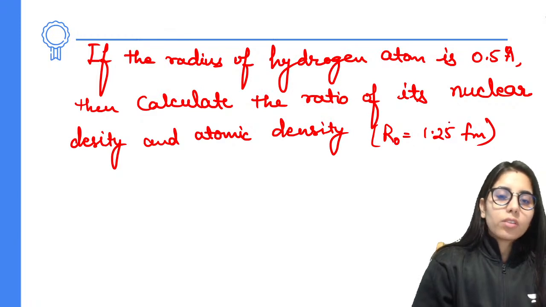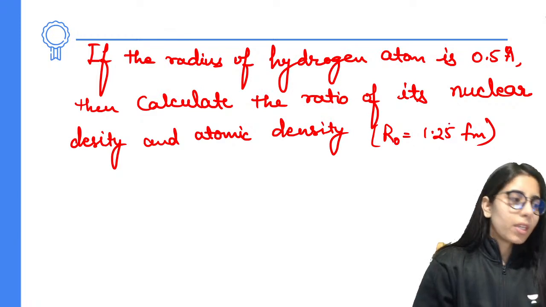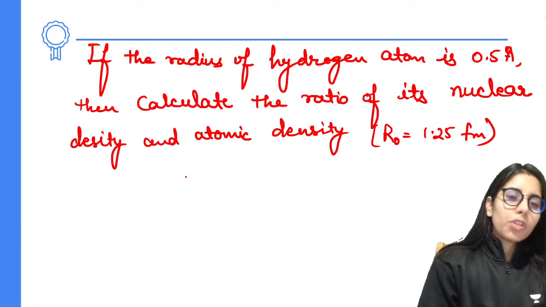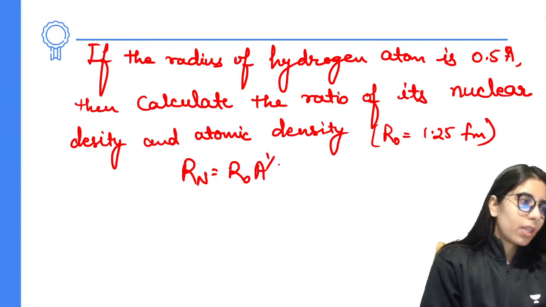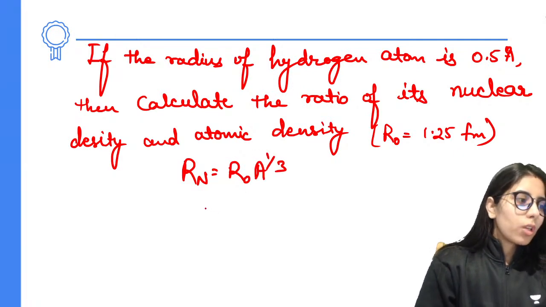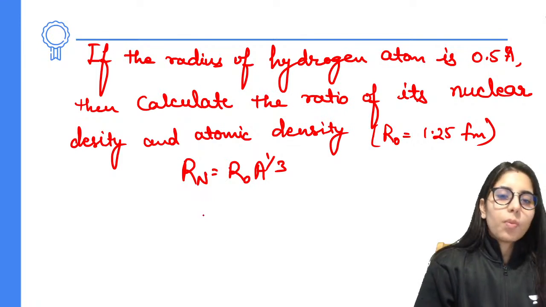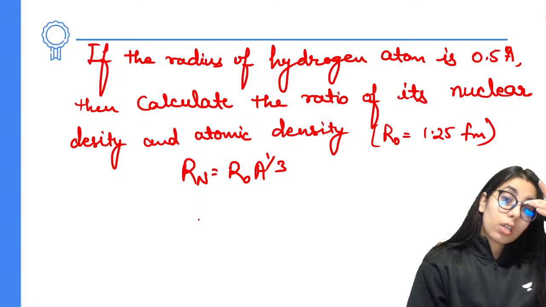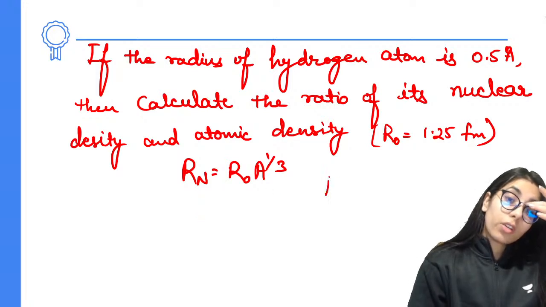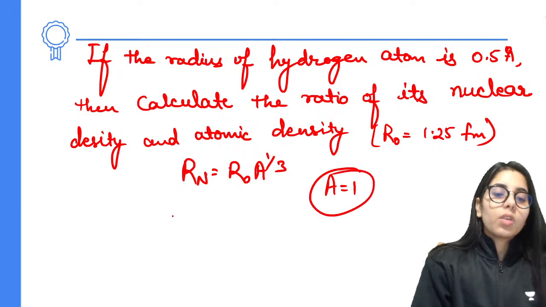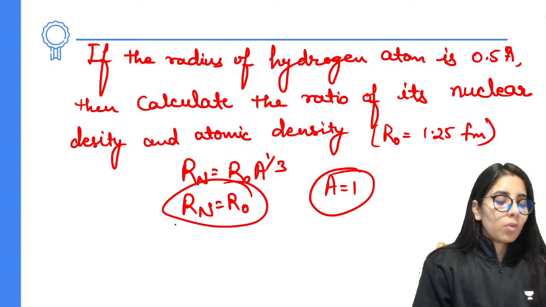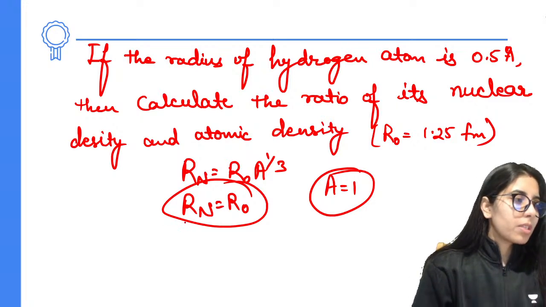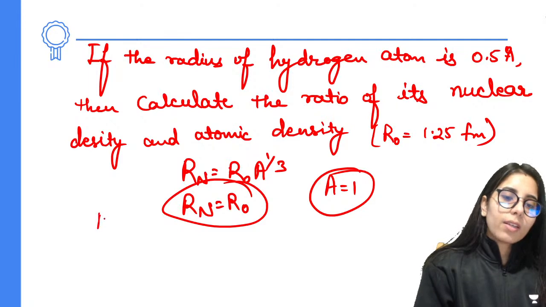Now you have to calculate the ratio of the nuclear density and atomic density. So the point is, if in general we will talk about the nuclear radius, that is R naught A to the power 1 by 3. Everybody knows about it. Also, the A value for hydrogen, the mass number, will be what? 1. So what you will get, Rn is equal to R naught. Then for the hydrogen atom, the nuclear radius and the constant value will be same.